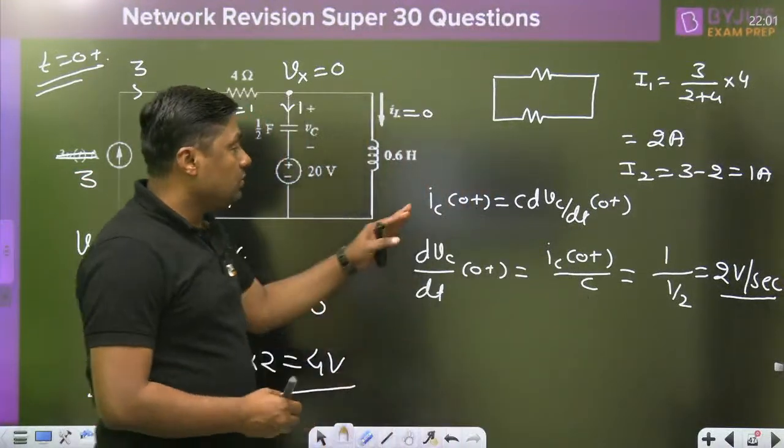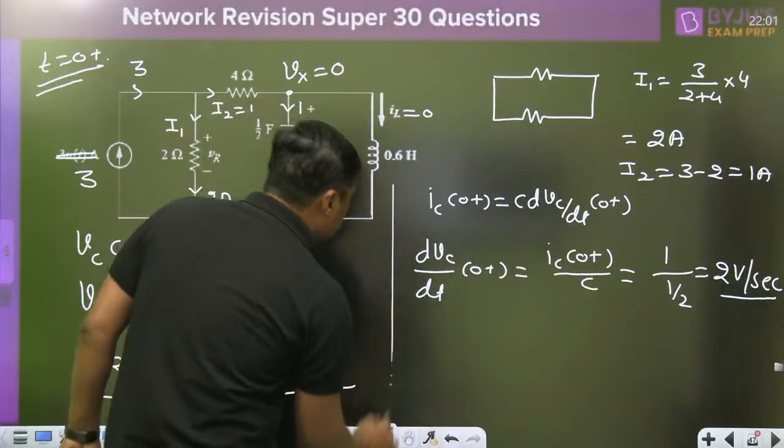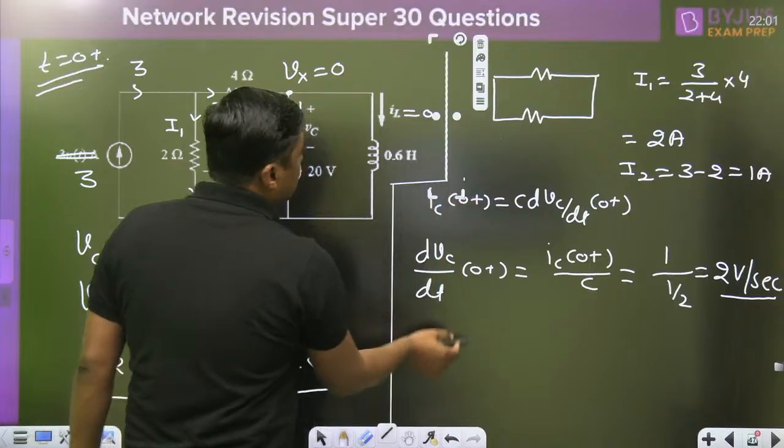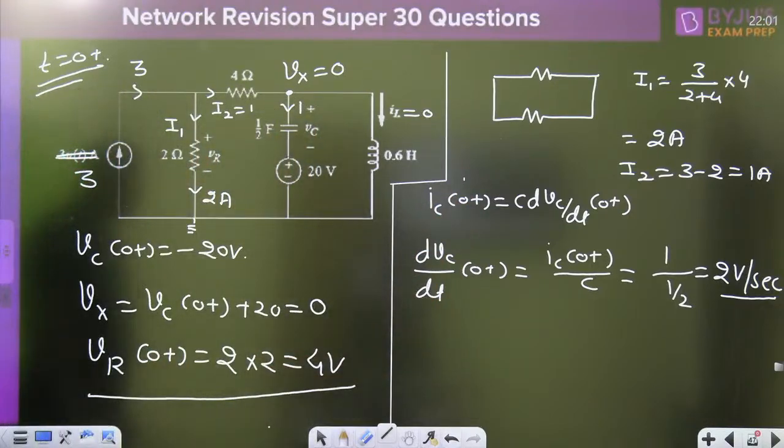Okay. Now, dVc by dt at 0 plus is equal to what? 2 volt per second. Now what is required here?